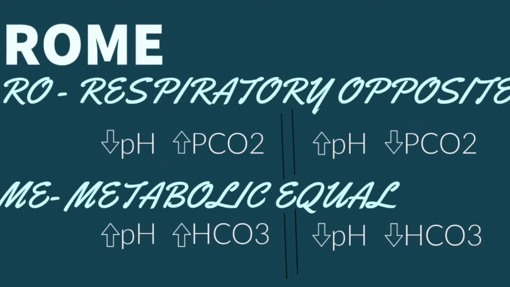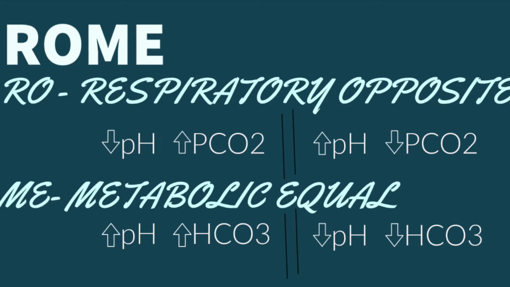There are many methods to interpret ABG, and this is the easiest method that worked for me very well, which is ROME. RO stands for respiratory opposite and ME stands for metabolic equal.